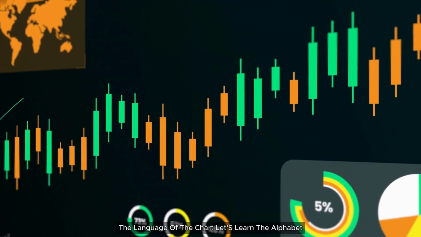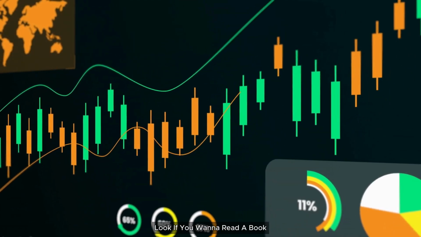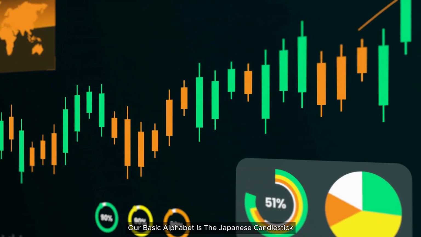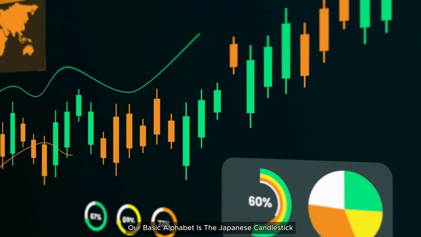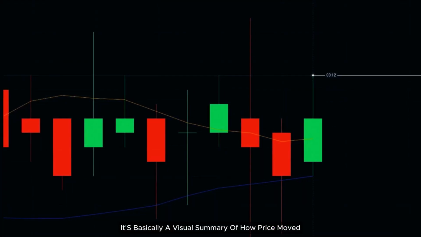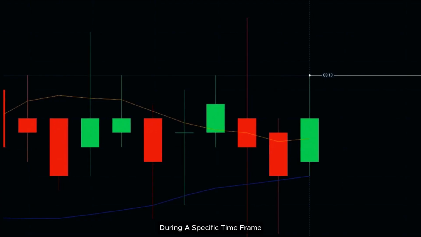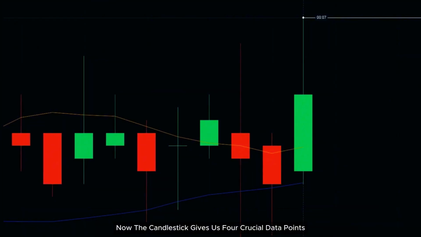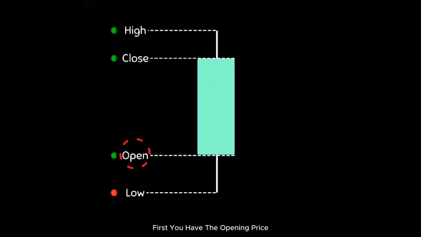Let's learn the alphabet. Look, if you want to read a book, you have to know the alphabet first, right? Well, in financial markets, our basic alphabet is the Japanese candlestick. It's basically a visual summary of how price moved during a specific time frame, whether we're talking about 1 hour or one whole day. Now, the candlestick gives us 4 crucial data points. First, you have the opening price, and finally, the closing price.